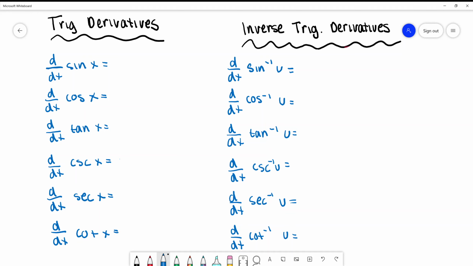Today we will be going over trig derivatives and inverse trig derivatives. So we are just going to start with our normal trig derivatives and then move on to the inverse ones.